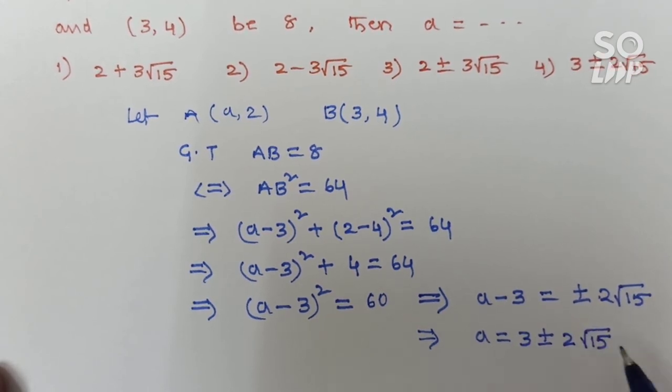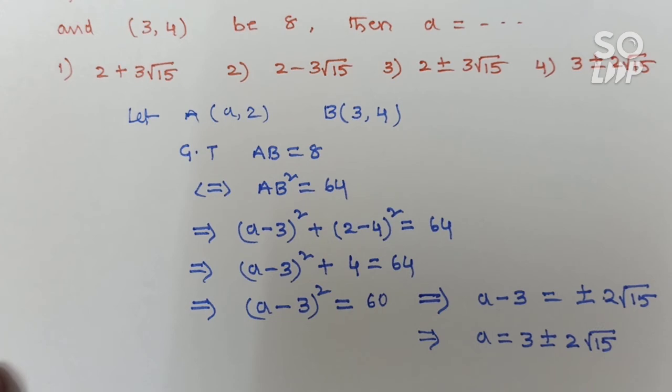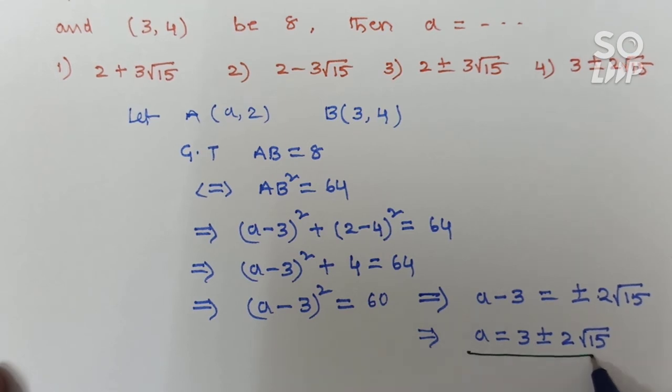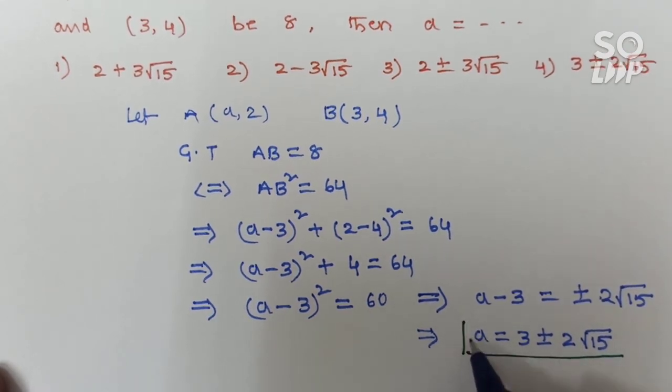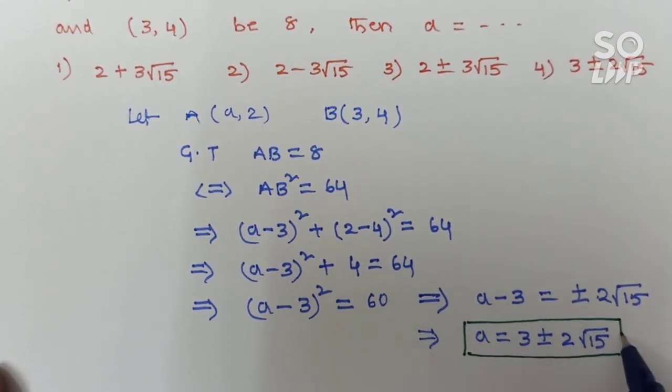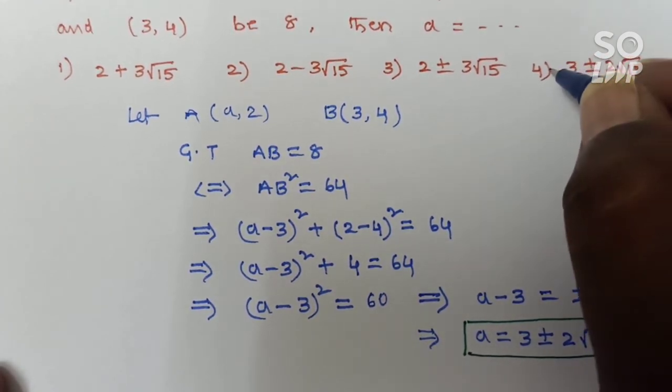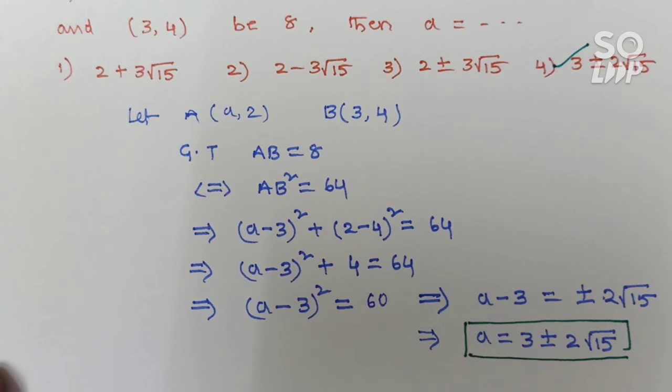So this is the a value if the distance between the 2 points is 8 units. So your answer is the fourth option, 3 plus or minus 2 into root 15. The fourth option is the correct answer. Now we'll see the next question.